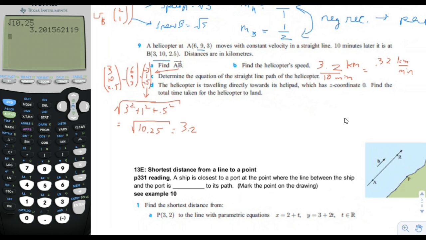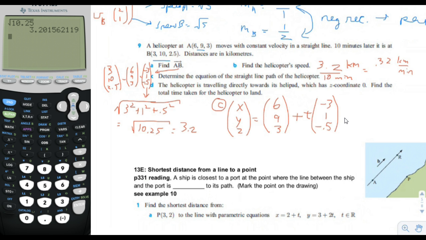Determine the equation of the straight line path of the helicopter. So we're going to have (x, y, z) equals the initial position, (6, 9, 3), plus t times the velocity, which is (negative 3, 1, negative 0.5). Okay, so this is C, right?